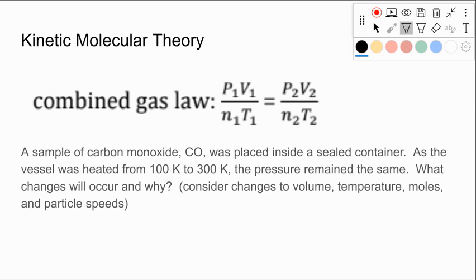So if my temperature is increasing, the last thing it says is particle speeds. If my temperature is increasing, then so is my particle speed, because my kinetic energy is equal to 1/2 mv squared. If my temperature increases, my velocity increases, which means my energy increases.